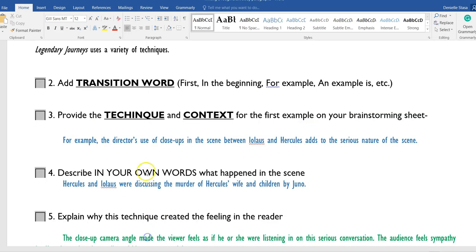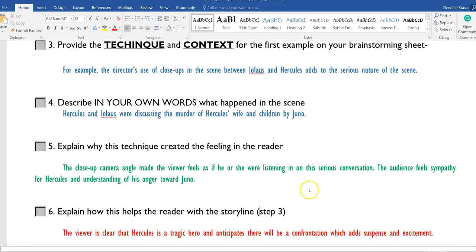So if I go back to my checklist here: For example, the director's use of close-ups in the scene between Aeolus and Hercules adds to the serious nature of the scene. Hercules and Aeolus were discussing the murder of Hercules' wife and children. So I put the context in. The technique was the close-up, and it was the scene with Aeolus and Hercules. And then in my own words, I explained what was happening in the scene. They were discussing the murder of Hercules' wife and children.